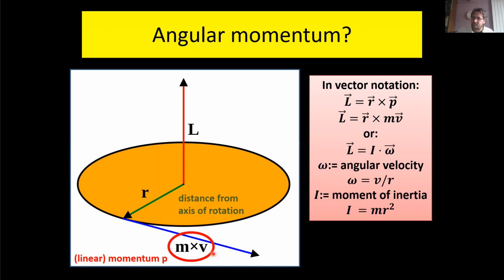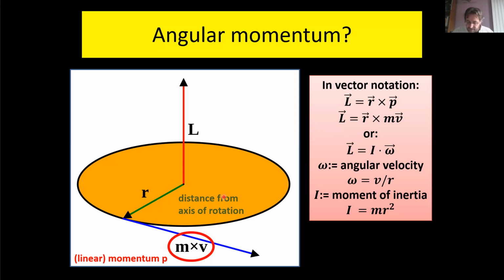Same velocity, different masses results in different momentums. But equal momentums doesn't mean equal velocities, because there is also still the mass involved. Now, if we have some kind of rotational movement, we have here a radius, and often they are perpendicular, the radius and the momentum.